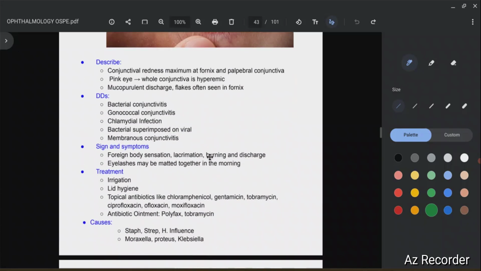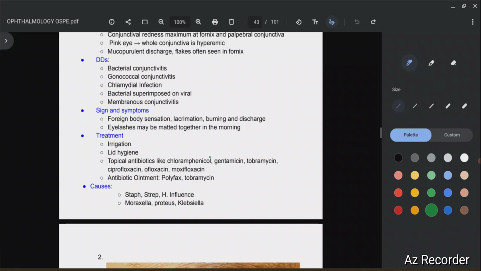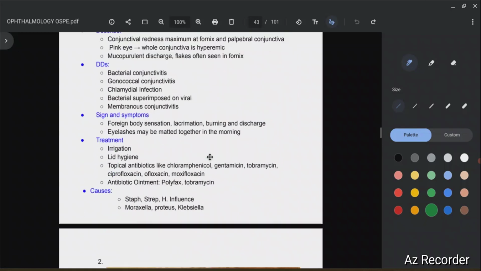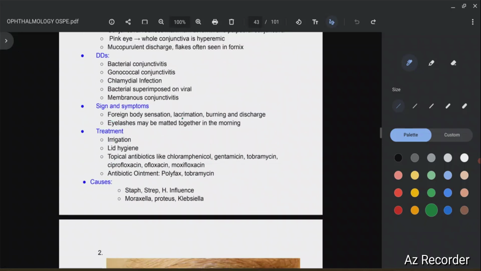What are the signs and symptoms of this kind of conjunctivitis particularly? There will be foreign body sensation, lacrimation, burning, and discharge. What kind of discharge? Mucopurulent discharge, classically. Eyelashes may be matted together in the morning because of that mucopurulent discharge. When the person sleeps, that discharge becomes dried, and because of that, lashes are matted together.